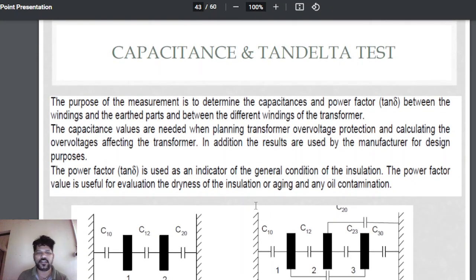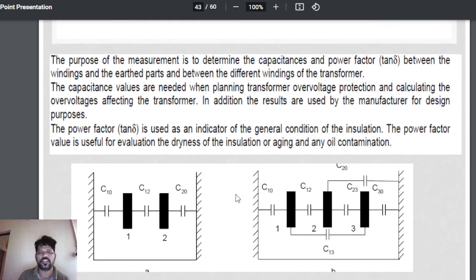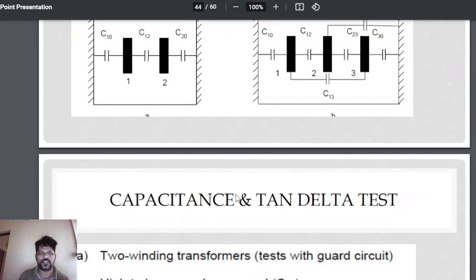Capacitance and tan delta test: we will conduct this test for the bushings. HV bushings are there where 400 kV power supply is connected. For that purpose we'll do this test, and this is a very important test. We'll do it at the factory as well as at the project sites.